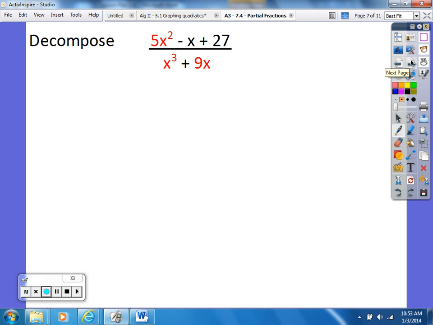And so here's our first problem that we're going to try. We're going to try to decompose this fraction into a couple of other fractions. Well, what's our first step once again? Factor the bottom. So take a minute after you write that down, factor the bottom.